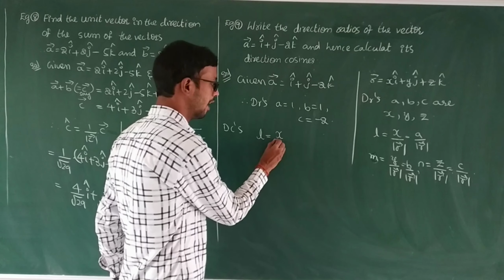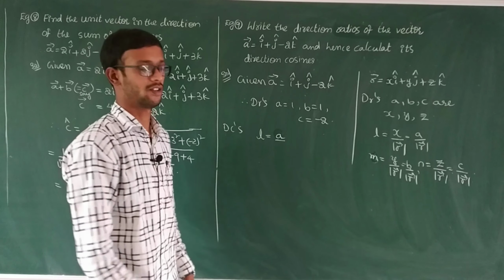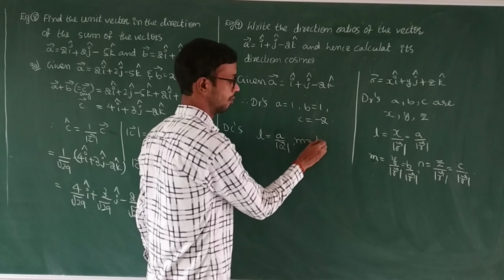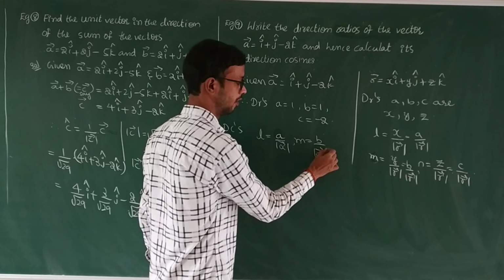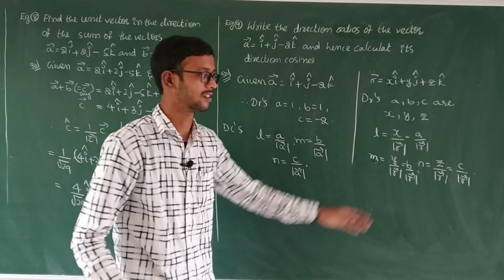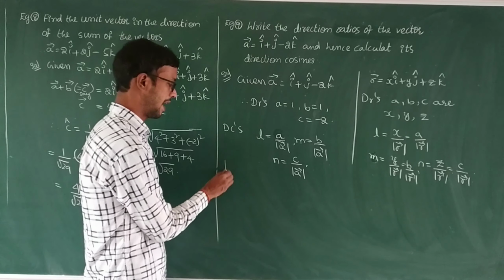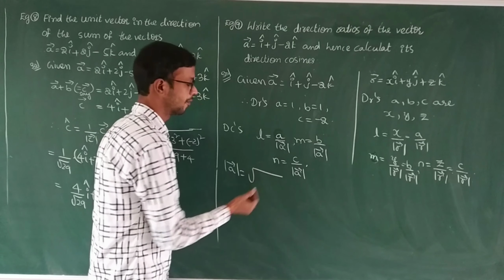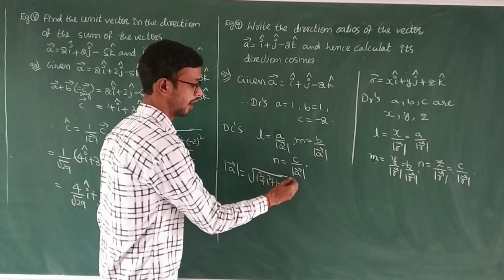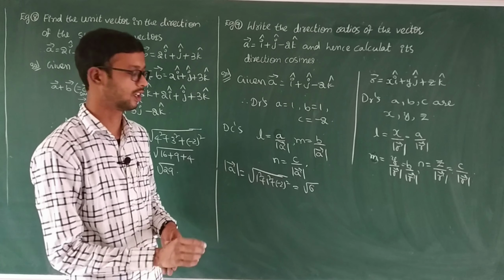Here x means the ratio, same only. The direction ratios: l equal to a by magnitude of a bar, m equal to b by magnitude of a bar, n equal to c by magnitude of a bar. Just there r bar was written, here a bar is written. So magnitude of a bar, how much will it be? 1 square plus 1 square plus minus 2 square. Total it will be root 6, since 1 plus 1 plus 4 is 6.